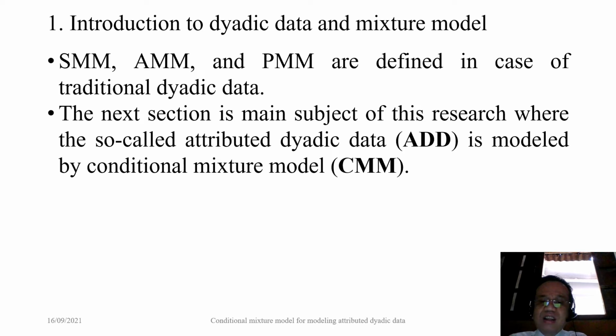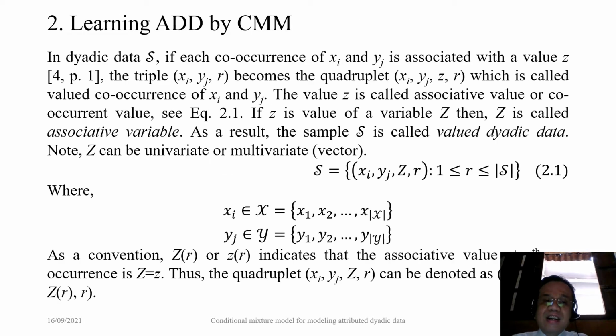The next section is the main subject of this research, where the so-called attributed dyadic data S is modeled by the conditional mixture model (CMM). In dyadic data S, if a co-occurrence of x_i and y_j is associated with a value z, the triple x_i, y_j, r becomes the quadruplet x_i, y_j, z_r, which is called the value co-occurrence of x_i and y_j. The value z is called the associative value of the co-occurrence. See equation 2.11. If z is a value of a variable Z, then Z is called the associative variable. As a result, the symbol S is called value dyadic data. Note Z can be univariate or multivariate.